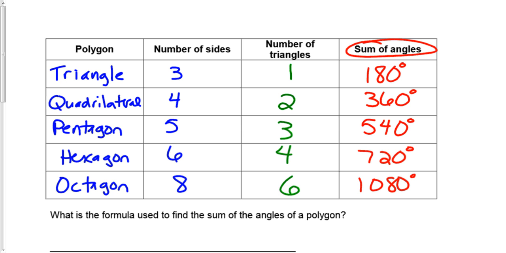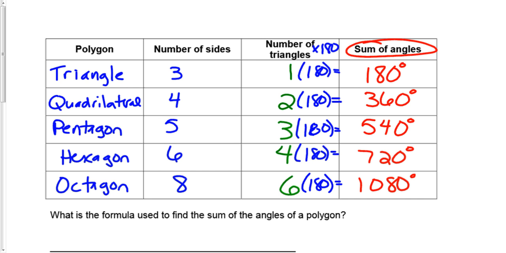Okay. Now the point of this is not to memorize the sum of the angles for each shape. I do not want you to do that. But what you do need to know is, how do I start with the number of sides of a polygon and figure out what the sum of the angles is? Well, what I was doing was taking the number of triangles and multiplying that by 180. So 1 times 180 gives me 180. 2 times 180 gives me 360. 3 times 180 gives me 540. 4 times 180 gives me 720. And 6 times 180 gives me 1080.